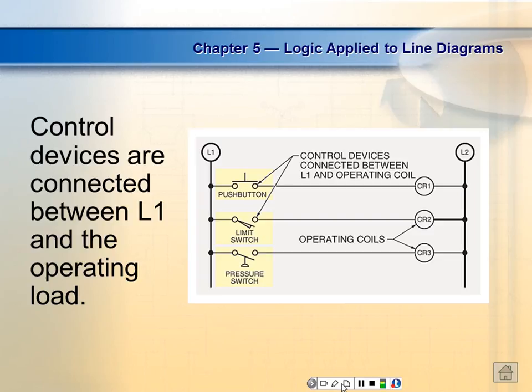So let's see any symbols we don't know. This guy right here, notice this is a float switch, but they cut off one side and draw a line across. What's this a symbol for? Pressure switch. This is a normally open limit switch. This is a symbol for a momentary contact pushbutton.